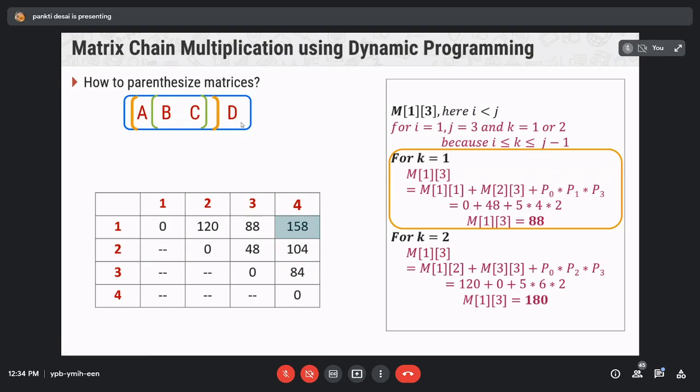Having the dimensions P0 equal to 5, P1 equal to 4, P2 equal to 6, P3 equal to 2, and P4 equal to 7. So first it will multiply B and C, then the answer of B and C will be multiplied with A, and the whole answer of this multiplication will finally multiply with D. If you multiply these four matrices in this order, then you will get the optimum cost 158. Now, if you change the parenthesis order, then the optimum cost will be different. So you will not get the 158 cost to multiply A, B, C, D. Getting?